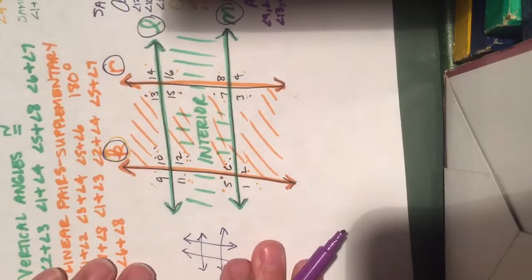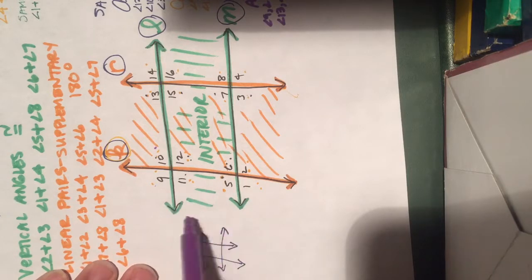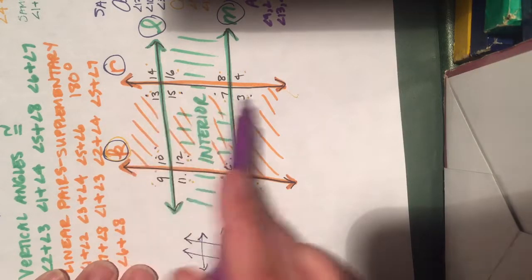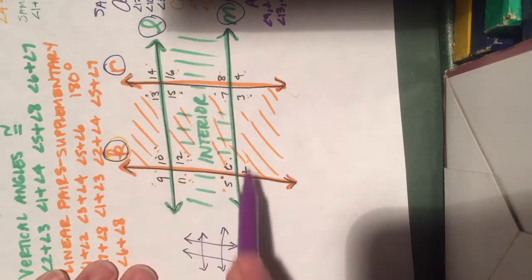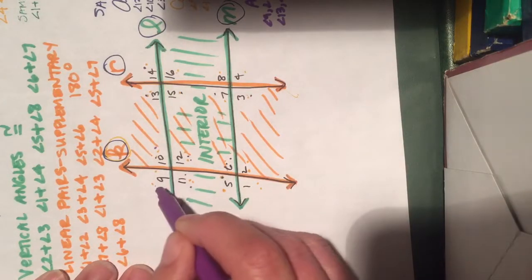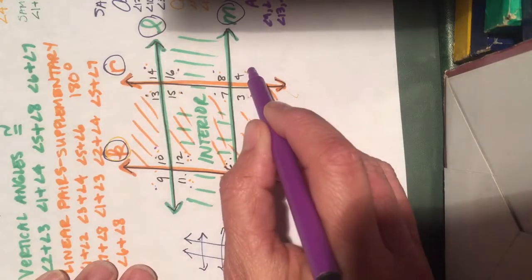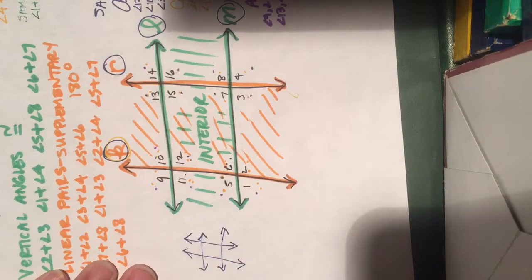Let's flip the paper again. Now the green lines are your transversals, which means now anything outside the orange, because you're looking at the orange lines now with green transversals, anything outside the orange is going to be exterior. So I've got 14 and 11, 9 and 16, 8 and 1, and 4 and 5. You can see those are also alternate exterior.